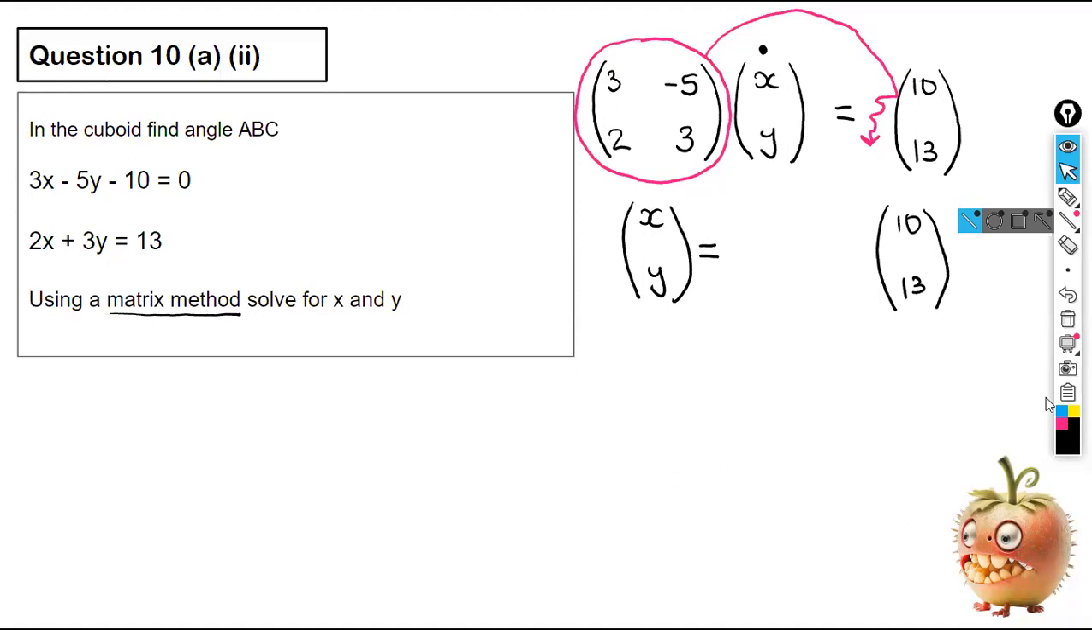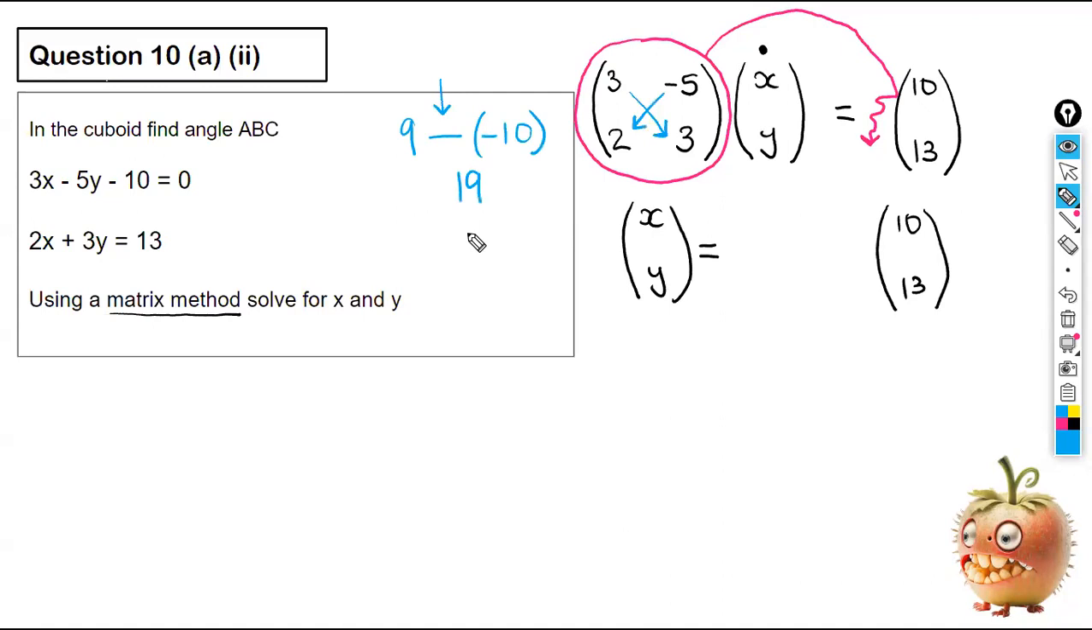Right, so the first thing we have to do when we're finding the inverse is to find the determinant. To find the determinant, you multiply this diagonal first. So it's 3 by 3, which is 9. You must put a minus sign immediately after. Then you multiply the other diagonal. Now it so happens 2 multiplied by -5 is -10. Because the two minus signs touch, you're going to get a positive. So the determinant is 19.